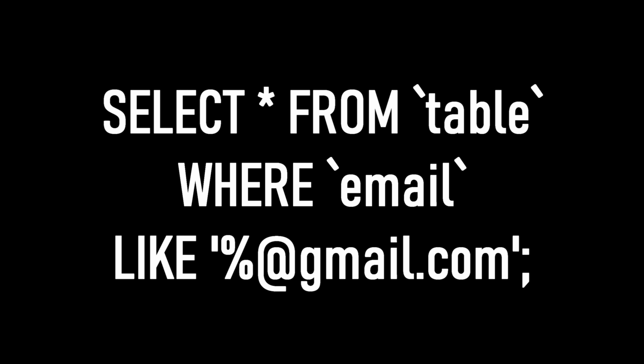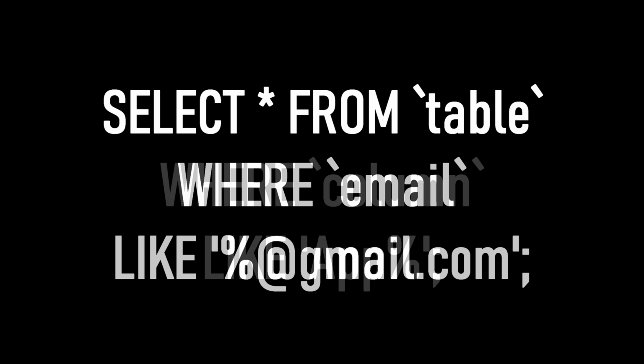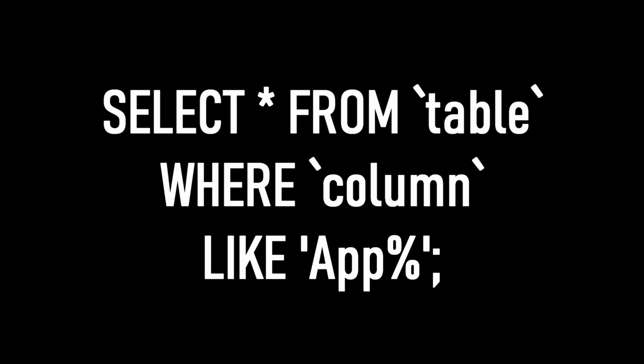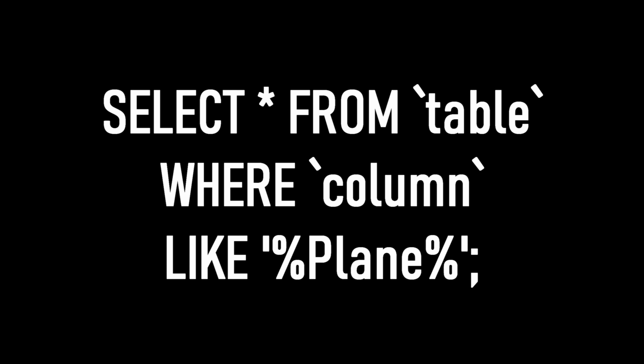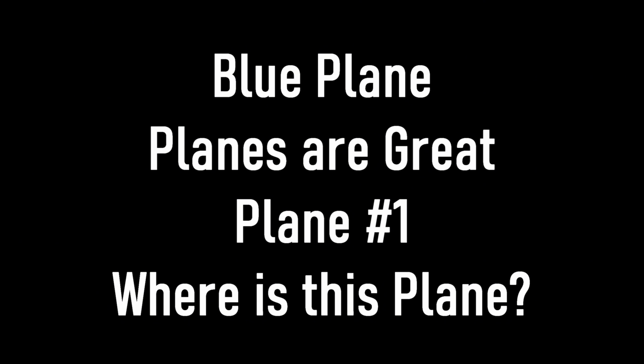There are multiple types of wildcards supported by databases. The first is the percentage sign. It is used to match 0 or more characters before, within, or after a given string. This would find all email addresses ending with @gmail.com. This would find all values beginning with the string app. Place it on both sides and your database would search for the string anywhere within the text.